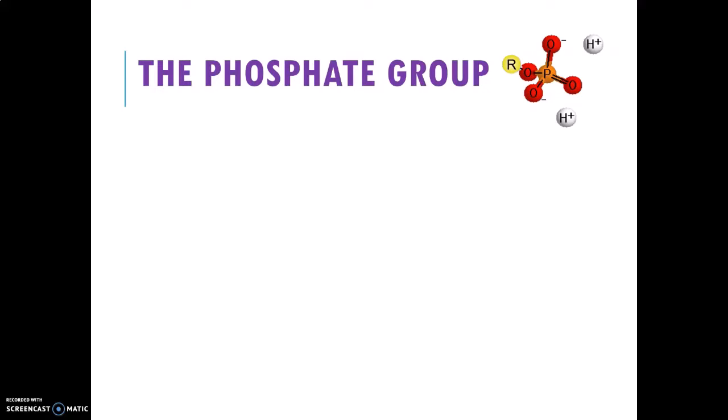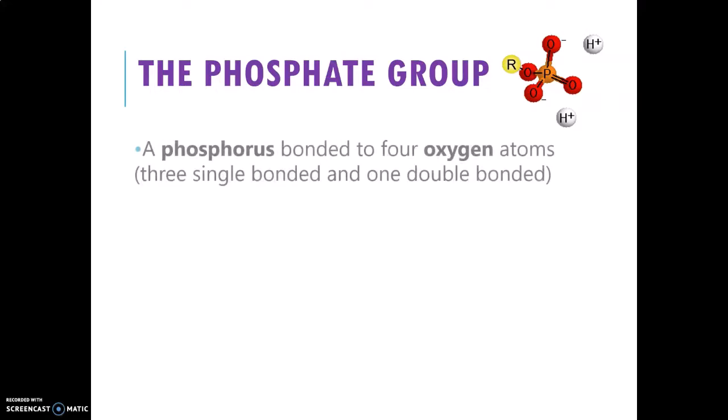Next up, we have a phosphate group. A phosphate group is probably the easiest group to recognize because it's the only one with phosphorus in it, and it has phospho in the name. So a phosphate group is phosphorus bonded to 4 oxygen atoms. One of those oxygens is double bonded, but the rest of them are single bonded. The symbol for phosphate is PO4 2-. That 2 means it has a -2 charge.